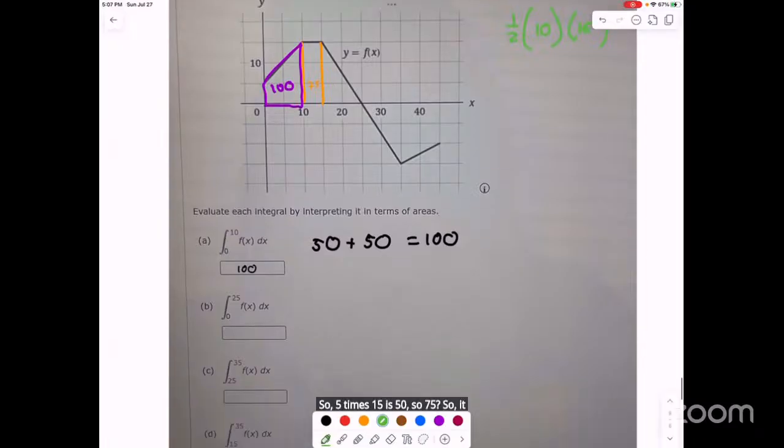So it looks like the area of that region is 100 plus 75 plus 75. Okay. 140, 150, 250 square units.